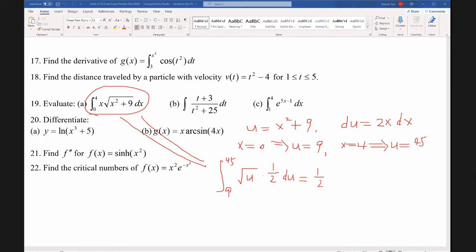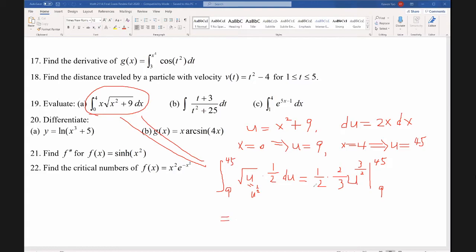Now how can we find the antiderivative for square root u? So remember, square root u is what? U to the power 1/2, right? So this is nothing but the antiderivative for the power function. So 1/2 plus 1 is u to the power 3/2. So 2/3, right? 2/3 u to the power 3/2, right? From 9 to 45.